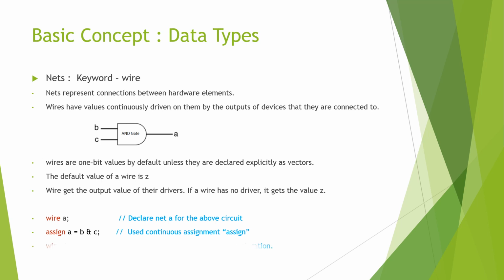Next example. wire D = 0; Here the value 0 is assigned to wire D at declaration. So its default value will be 0.